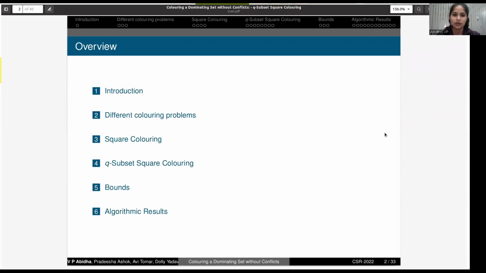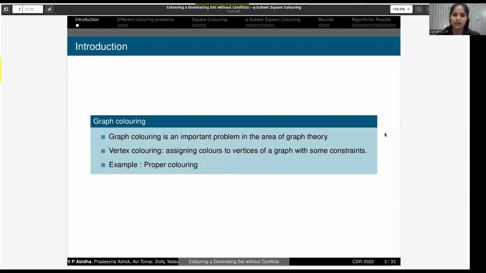Before introducing a new coloring scheme: graph coloring is an important problem in the area of graph theory. Vertex coloring is assigning colors to the vertices of a graph with some constraint. Proper coloring is one such coloring scheme. The origin of this problem is considered to be the map coloring problem.